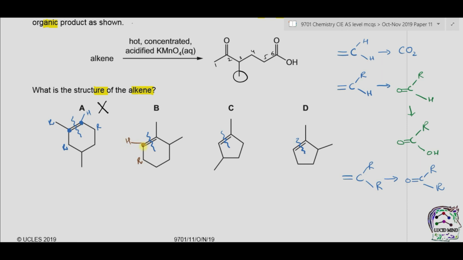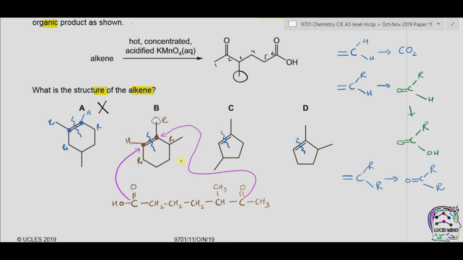and one hydrogen atom, so it is converted into carboxylic acid, and this carbon atom is attached to two alkyl group, so therefore this is converted into ketone. The product formed will be like this. This is the first carbon atom which is converted into carboxylic acid, and this is the second one that has converted into ketone. Again we can see that in the long chain we have 7 carbon atoms, whether in the product it shows 6 carbon atoms. So B is also incorrect.